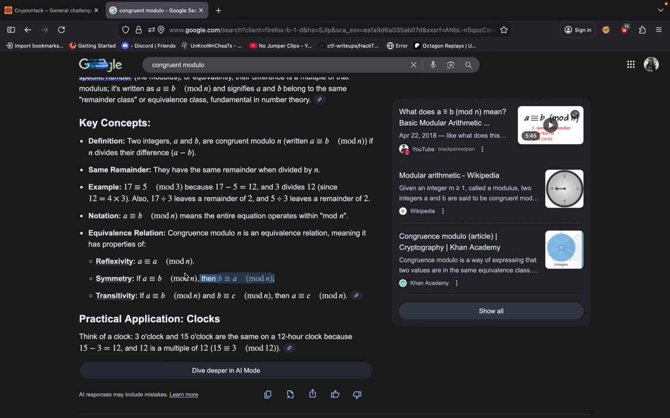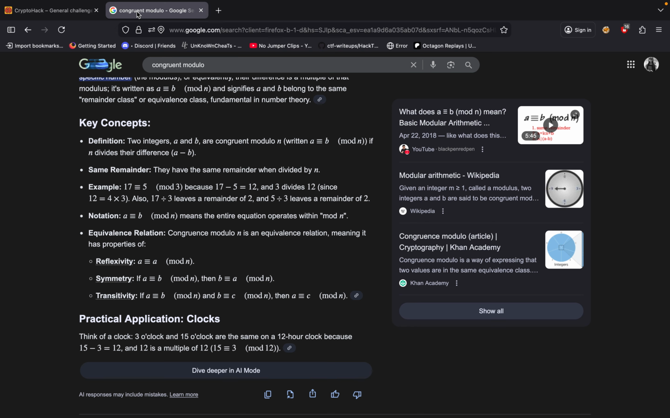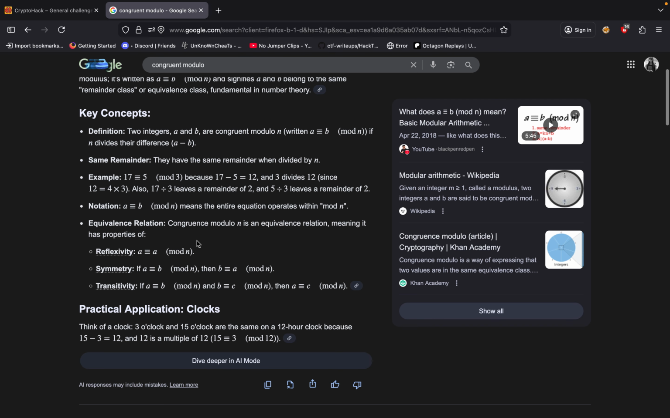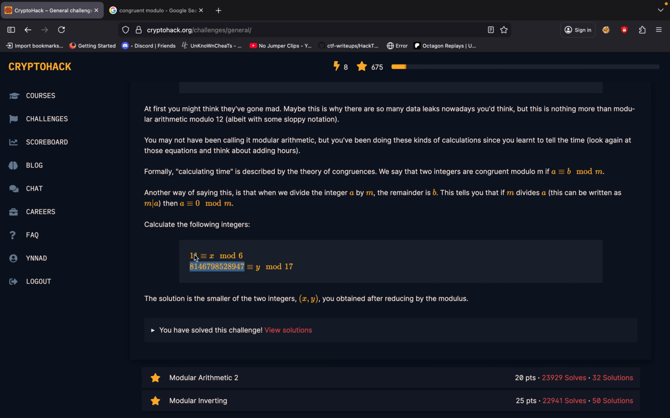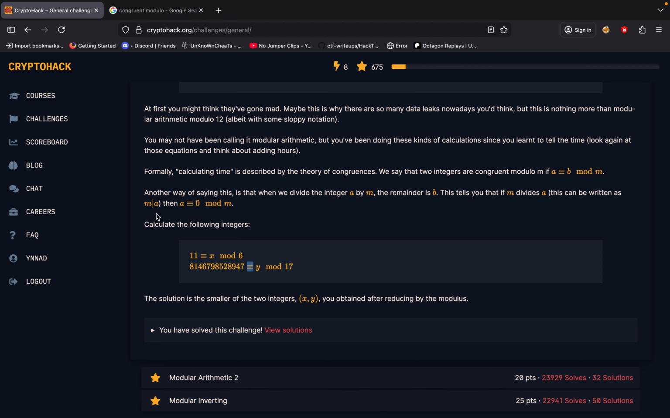These are the properties of congruence modulo. In this case, a is congruent to b mod n, but you could flip it, where a and b could be flipped. In this case, we're going to flip 11 and x, and y and this large number, because it's part of the property of congruence modulo. In this case, we're flipping 11 and x and this huge number and y. And all you simply need to do is take the mod value and then whatever the remainder is.